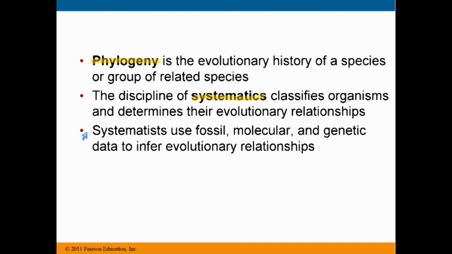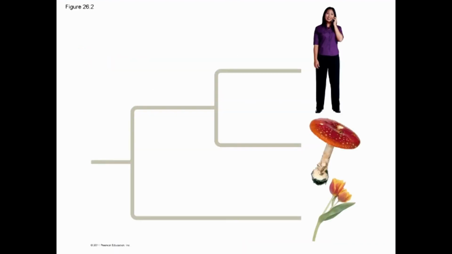So we use that word infer because really it's a guess based upon the evidence that we have. So it's a best guess, and a lot of times computer programs are used to help make this best guess, and we'll talk about this a little bit later.